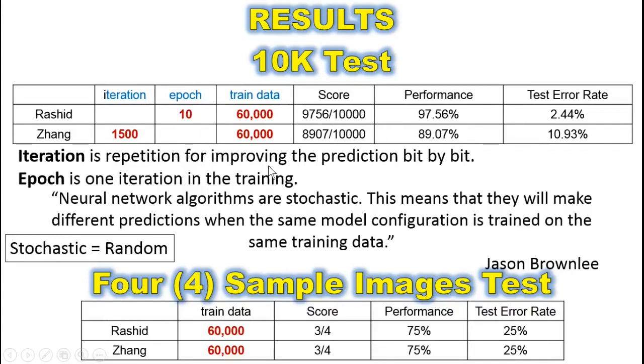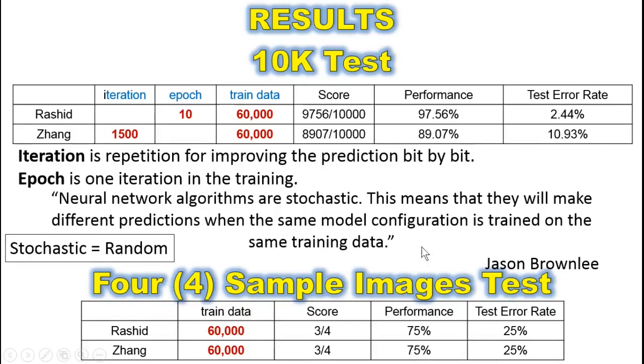Under the 4 sample images test, the code of Rashid got a score of 3 correct predictions out of 4, and the performance is 75%, and the test error rate is 25%. On the other hand, the code of Zhang got a score of 3 correct predictions out of 4, and the performance is also 75%, and the test error rate is 25%.